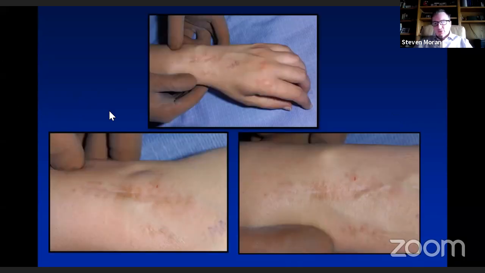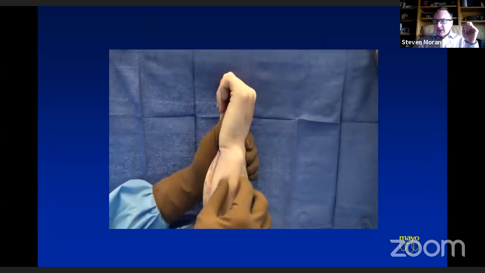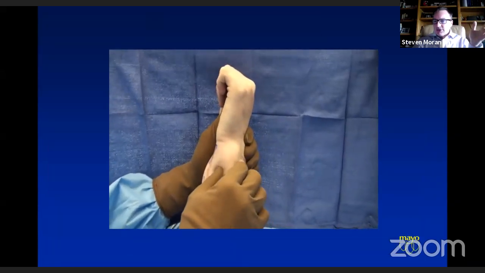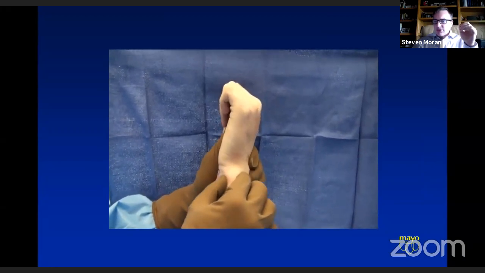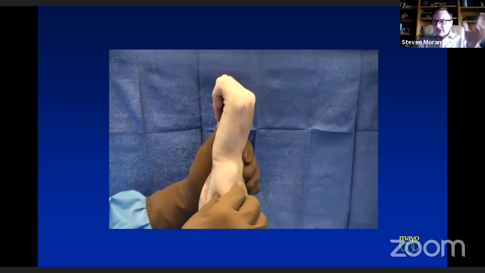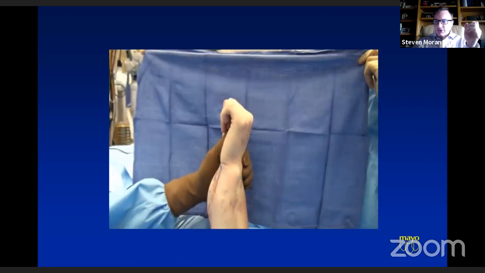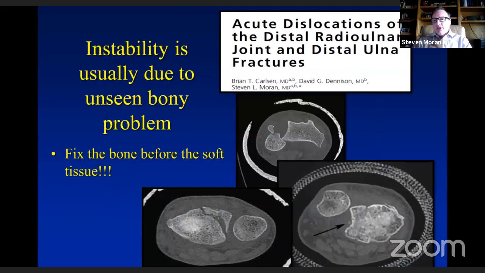You can see just in the office, we can get subluxation of the ulnar head. But many of these patients are big, and they have a lot of secondary stabilizers and muscles that you can't overcome in the office. So there is benefit in taking these patients to the operating room and examining them under anesthesia, and here you can see this is just gross multidirectional instability of the DRUJ. That's really, for me, the gold standard. If you see this, there's clicking and crunching, you know you have to reconstruct. You have to remember that instability is usually due to some unseen bony problem.